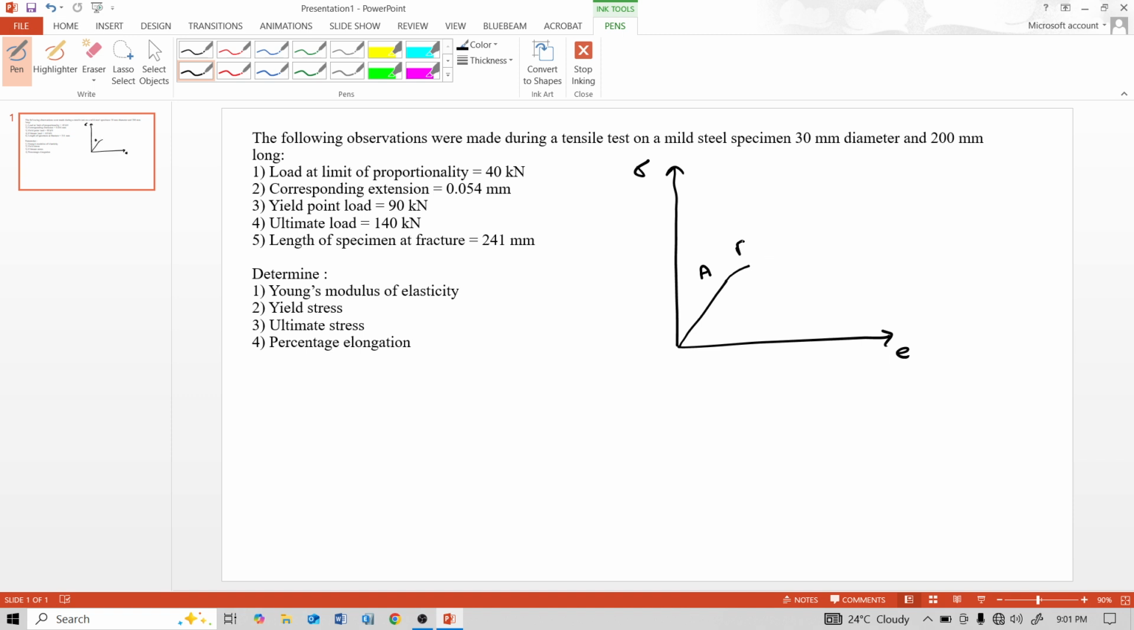This point B is the elastic limit point. After this point B, point C is the yield load point. Point D is the lower yield point. This point E is the ultimate load point, and this point F is the fracture point.